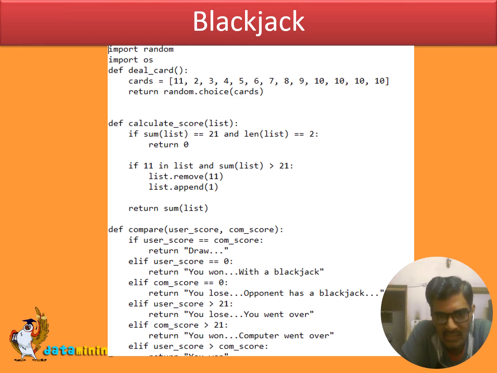Okay, and next, diff comparator. Diff comparator compares the two scores. So this comparison tells the score based on the hit and stand. Okay, and whether the game is won by the dealer or is won by the player is decided by the comparator. Let's go to the next slide.